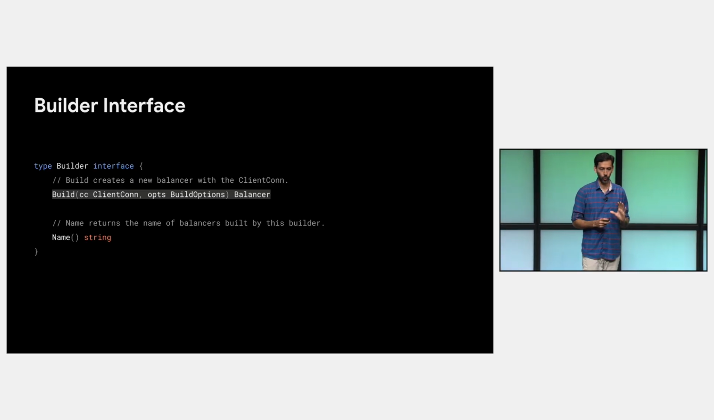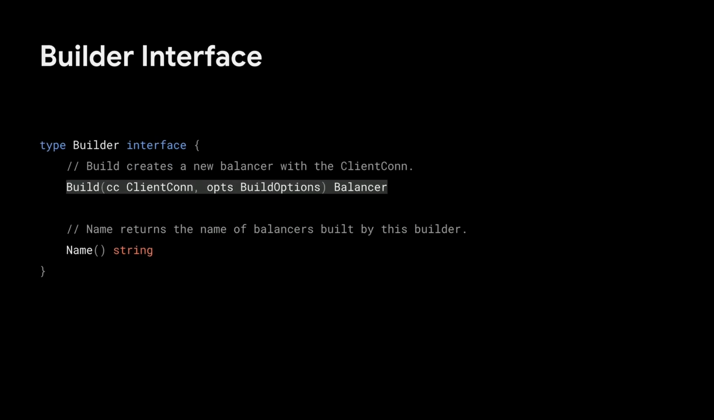Okay, so we're going to look at the gRPC Go API, and it defines a bunch of interfaces. So we'll get started with the builder interface. This is the interface that every LB policy has to implement and register with gRPC. This interface is the one that gRPC uses to actually build LB policies at runtime. It has two methods, one to build the LB policy, and two is to return the name of the LB policy. This is the name that gRPC will look for when it gets a service config which specifies the name of the LB policy.